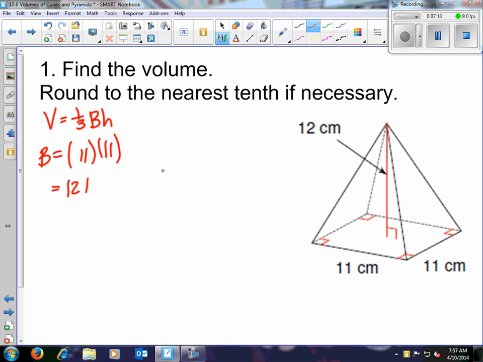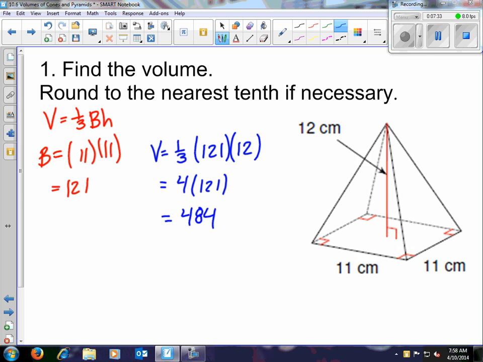Now I can go about my business doing the volume, so I have volume equals 1/3 times 121 times my height, which is 12. Now, 12 divided by 3 is 4, so I have 4 times 121, which is 484, and we have centimeters cubed. So hopefully you understand this.